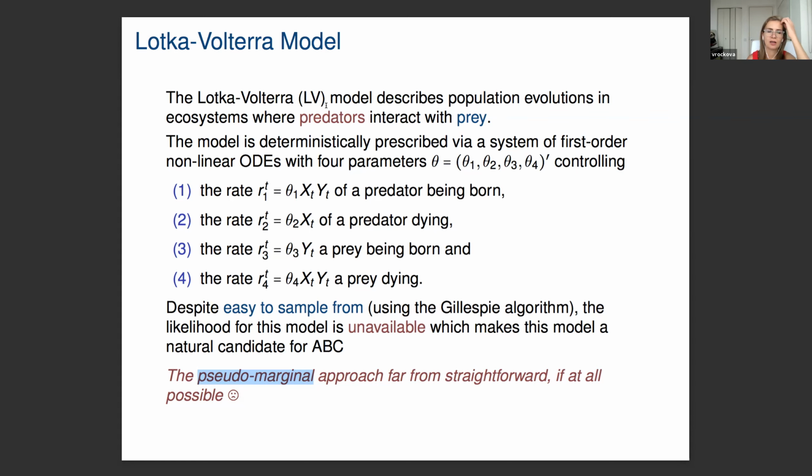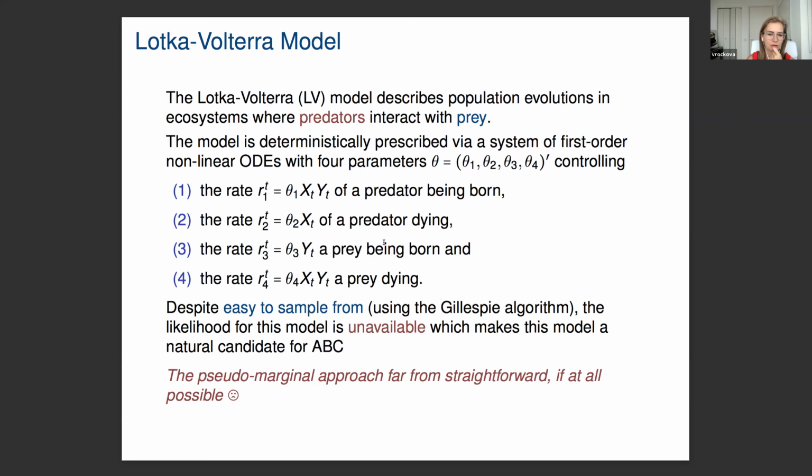The model is describing the population evolution of two populations, predators and prey, which may evolve over time. And the model is prescribed through ODEs, so ordinary differential equations. The model can be simulated from. So you could think of the model as being defined by these underlying differential equations, but we can simulate realizations around the solution to these ODEs. And the ODEs depend on 4 parameters which determine the rate at which the predator is born, the rate at which the predators die, the rate at which the prey is born, and the rate at which the prey die. So we have these 4 parameters.